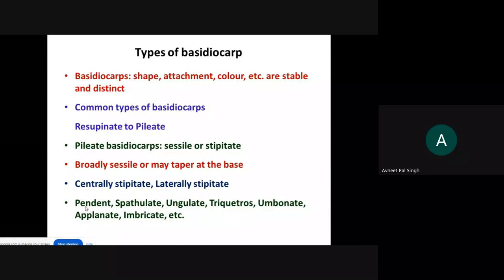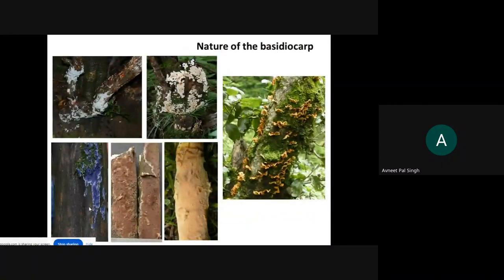Then we have to see the range of variation in the shape of the pileus. Whether it is pendant, spathulate, or ungulate, all these terms have to be looked upon carefully. Nowadays, we can capture a beautiful picture. The cameras are exceptional. Then you can compare your picture with the literature and come to a conclusion regarding the shape of your fungal fructification. Let me explain it through this set of pictures.